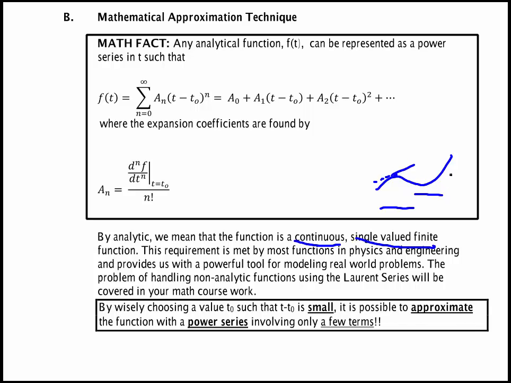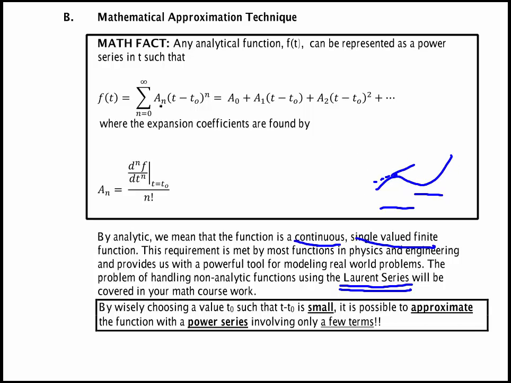Now there are some things that have like 1 over r squared dependence. Those can be handled by using what's called the Laurent series, and you'll discover those in your advanced engineering or physics math methods course. But for now, we're going to deal with the fact that the resistivity is a nice smoothly varying thing, although it may not be linear, it may be some sort of curve.